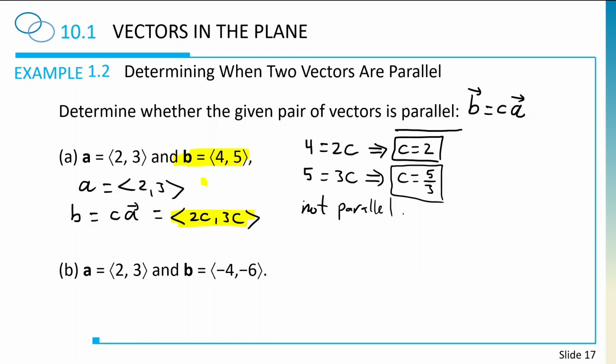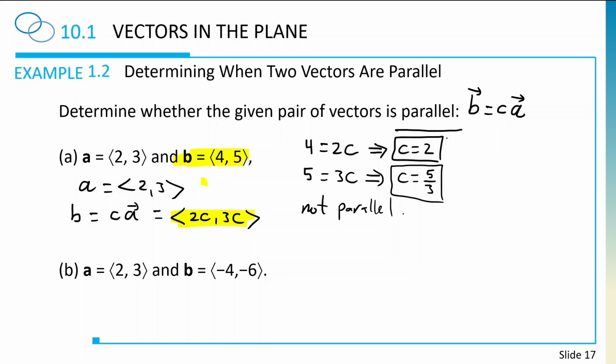So this is one way. This is the long way to do it. They start with A. They say, assume that B is equal to CA. So they multiply A by C, and then they set this B equal to the given B. First component equals the first, second equals the second. And they check what C is. If you get different C's, they are not parallel to each other, which is a contradiction. It's supposed to be the same C. If you have the same C, yes, they are parallel to each other. So this is one way.